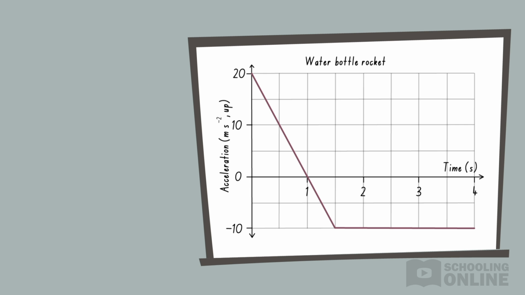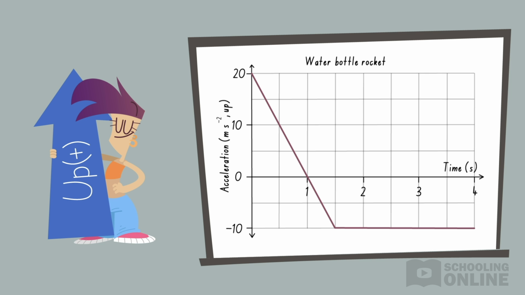Before we start answering the question, we should check the sign convention used. Up is positive, which makes down negative. We also need to understand what each section of the graph represents.